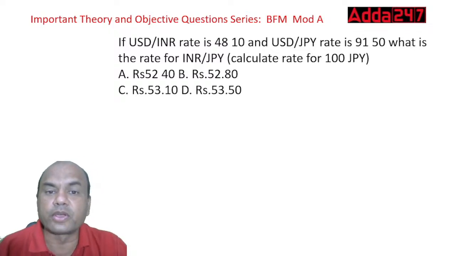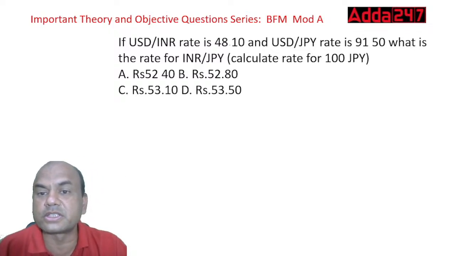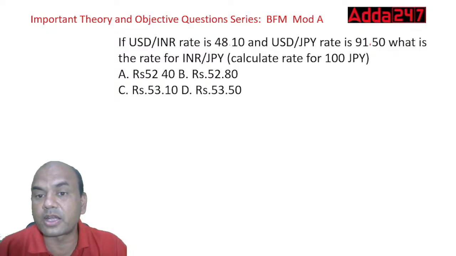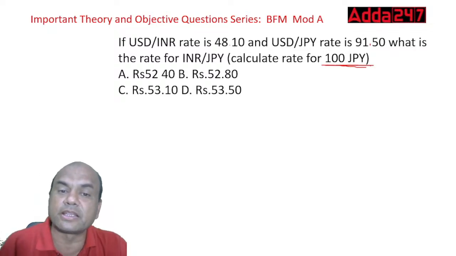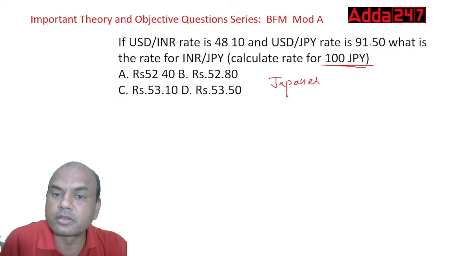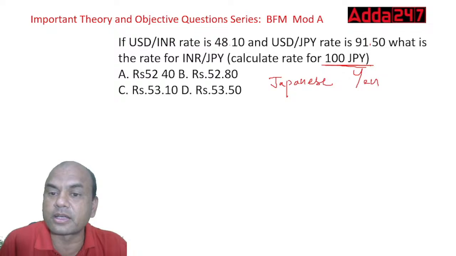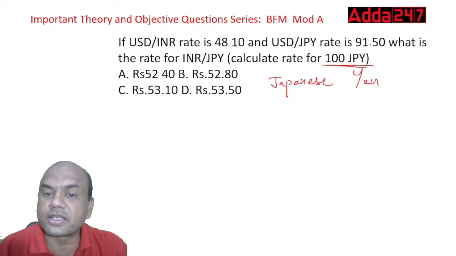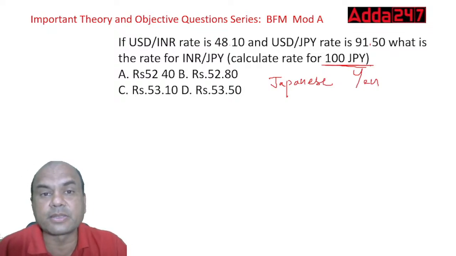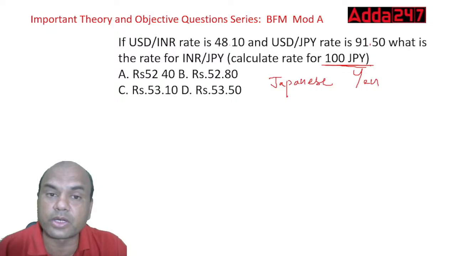Chalo. If USD INR rate is 48.10 and USD JPY rate is 91.50, what is the rate of INR to JPY? This is not simple. Calculate the rate for 100 JPY. Remember, JPY means Japanese yen, it is their currency. Japanese yen is always calculated in terms of hundreds. We always calculate 100 JPY, 200 JPY, 300 JPY. Rates are quoted that way. Why? Because the currency unit is very small.